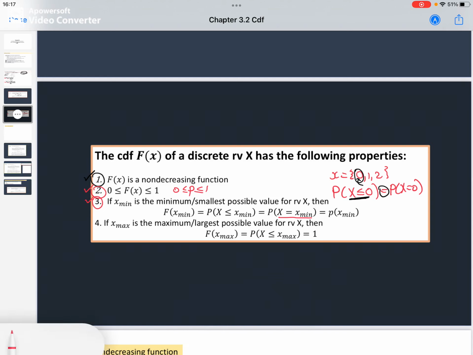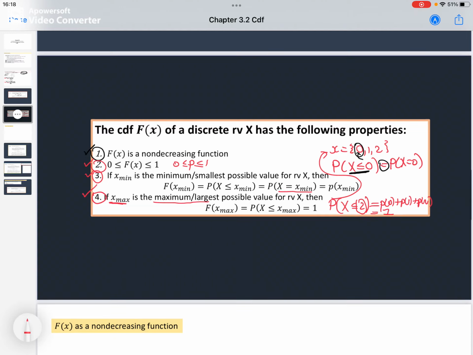Okay, now the 4th point: if x-max is the maximum, or largest possible value, for random variable X, then F(x-max) will be equal to 1. Does it make sense? If we look at this example again, the probability that X is less than or equal to 2 is equal to p0 plus p1 plus p2, and that is equal to the total probability of 1, since 2 is the largest possible value for random variable X in example 3.7.